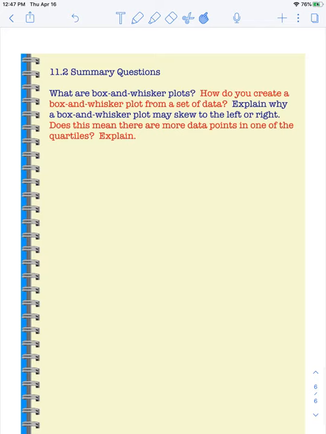I like to start by numbering it from least to greatest. You find the median, and then you find the other 4 data points used to make a box and whisker plot. Data skews left if the left whisker is longer, meaning most of it's on the right. Data skews right if the right whisker is longer, meaning most of the data is on the left. Does that mean there are more data points in one of the quartiles? No. There's the same amount in the quartiles, it just means they're more spread out.